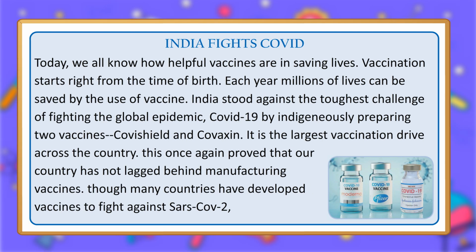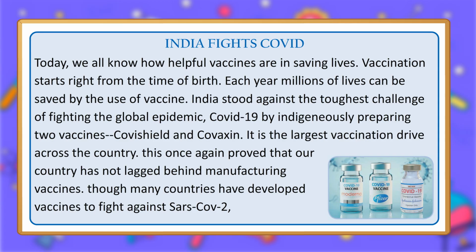India fights COVID. Today, we all know how helpful vaccines are in saving lives. Vaccination starts right from the time of birth. Each year millions of lives can be saved by the use of vaccines. India stood against the toughest challenge of fighting the global epidemic, COVID-19, by indigenously preparing two vaccines, Covishield and Covaxin. It is the largest vaccination drive across the country. This once again proved that our country has not lagged behind in manufacturing vaccines.